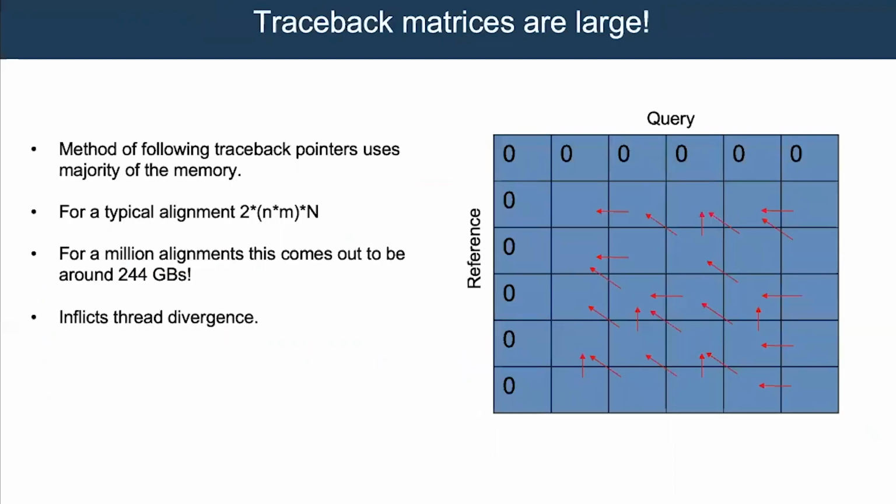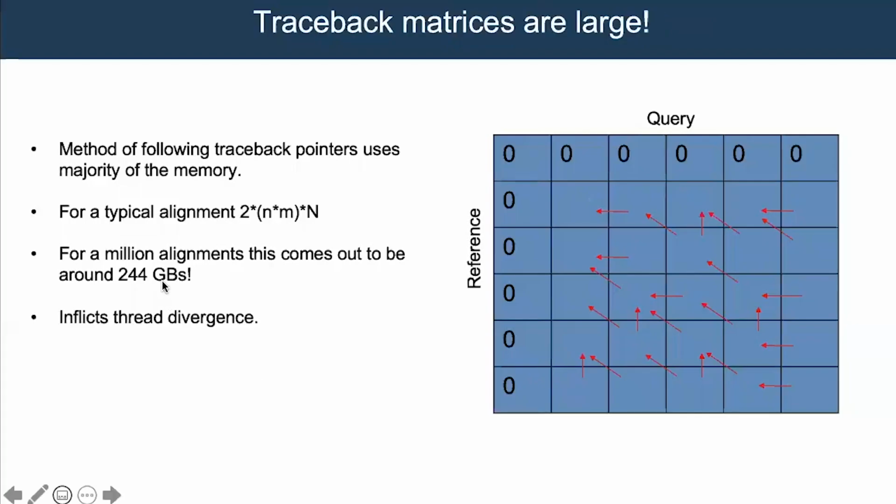Now, again, back to the traceback matrices. To give you an idea how large traceback matrices can be, for a typical alignment where the reference size is 1,024 bases long and the query size is 128 bases long, for 1,000,000 alignments, we need about 244 GB of space just to store the traceback matrices. Now, the V100 has just 16 GB of global memory. So obviously, that is a big problem.